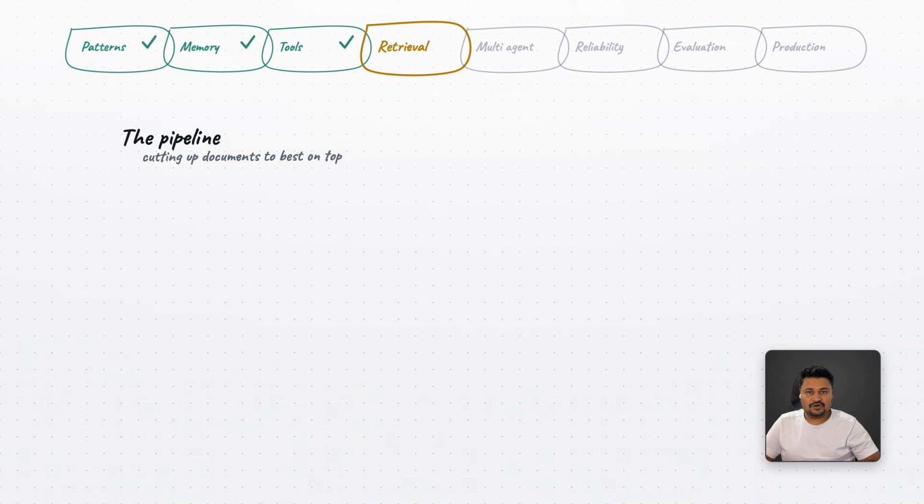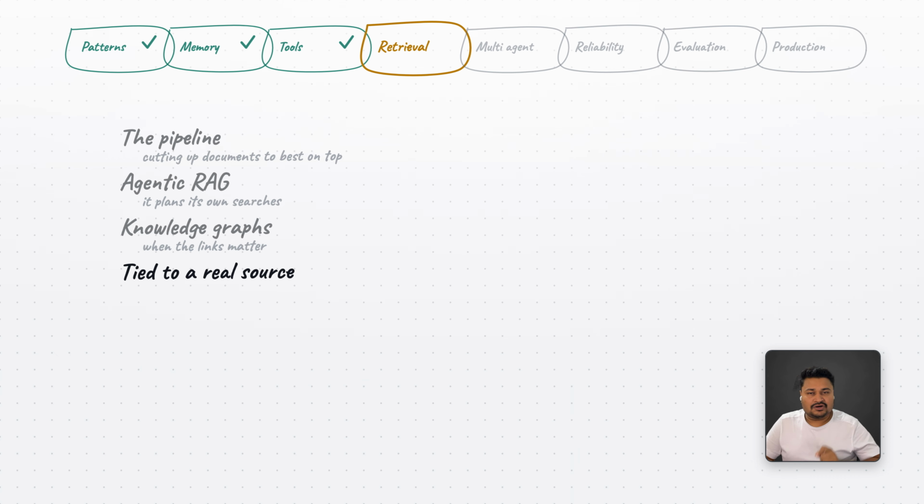Here's the list: the pipeline from cutting a document into pieces to putting the best result on top. Agentic RAG, where the agent plans its own research and looks more than once. Knowledge graphs for when the links between things matter, and keeping answers tied to a real source.